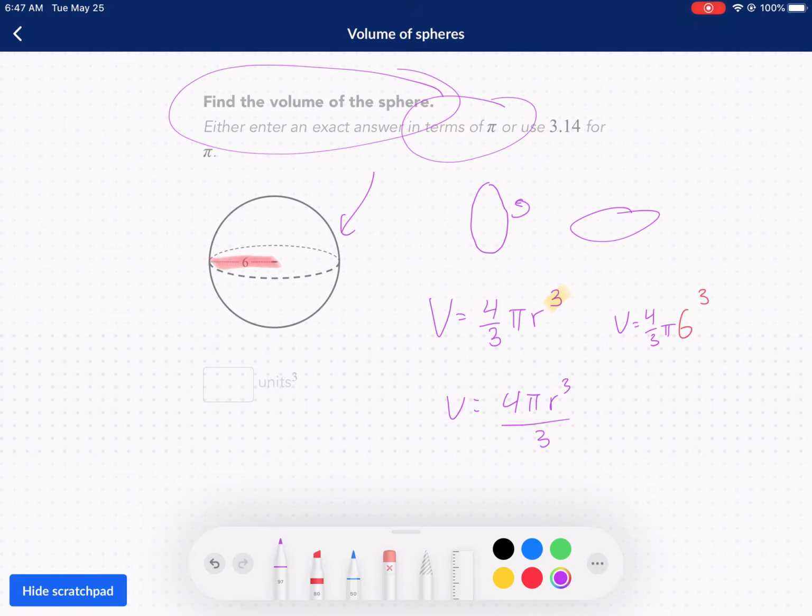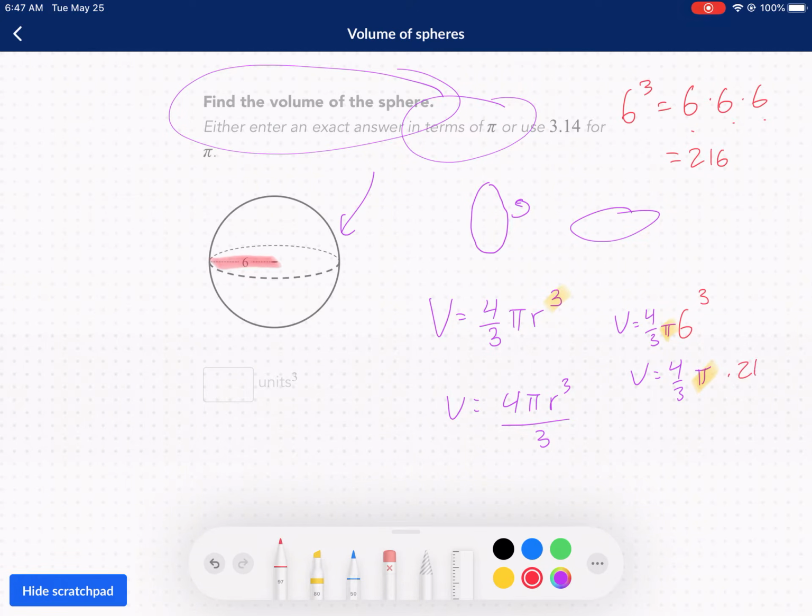If you don't know, if we have 6 cubed, that's the same thing as 6 times itself 3 times. 1, 2, 3, 6 times itself 3 times, and that equals 216. So we have volume, let's go to purple, 4/3 pi. We're going to wait to the end on this guy. We're going to be patient with him, okay?